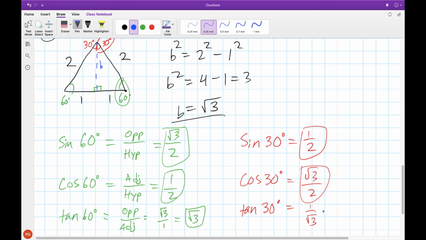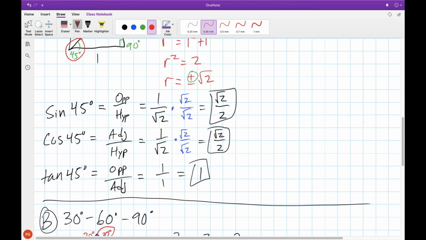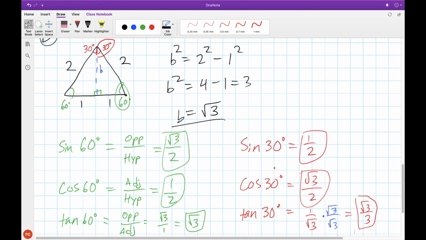We've got a root in the denominator. We can get rid of that pretty easily by multiplying the top and the bottom by root 3. And there we go. So we've got 9 of these. We've got 3 for 60, 3 for 30, and another 3 for 45 degrees. These are all of our special angles. That's the end of our first video here.